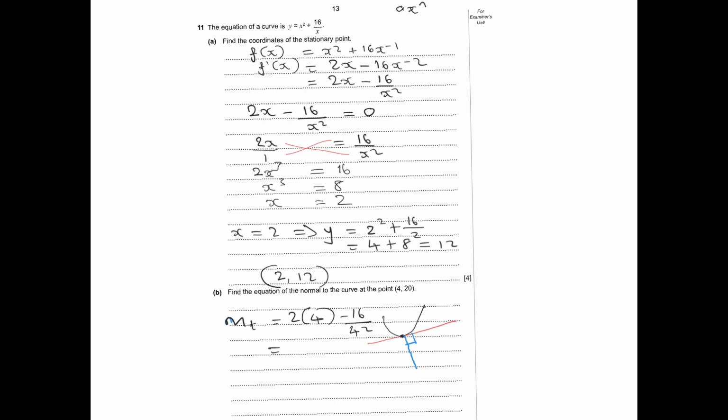So what do I get? That will be 8 minus 16 over 16, which gives me 1, which gives me 7. So 8 minus 1 is 7. So therefore, the gradient of the normal line should be the reciprocal of 7, which is 1 over 7. But of course, the two should have different signs. So this one should be negative. So we have negative 1 over 7.